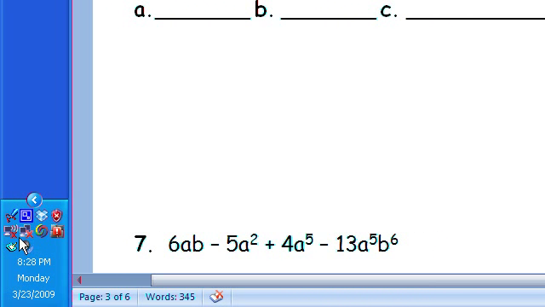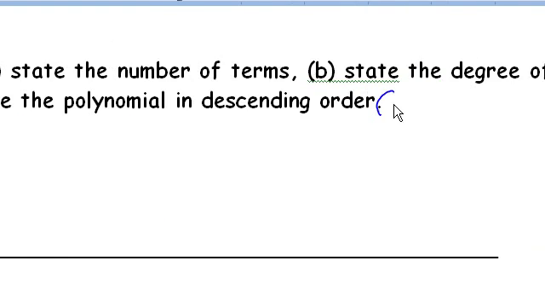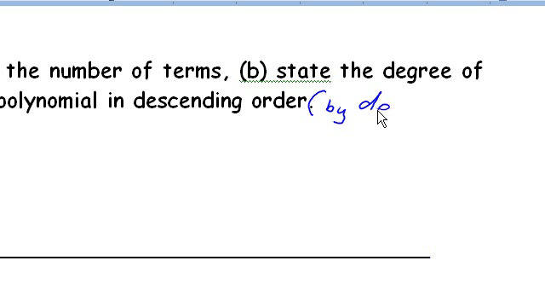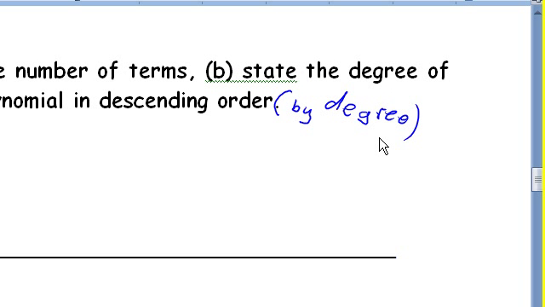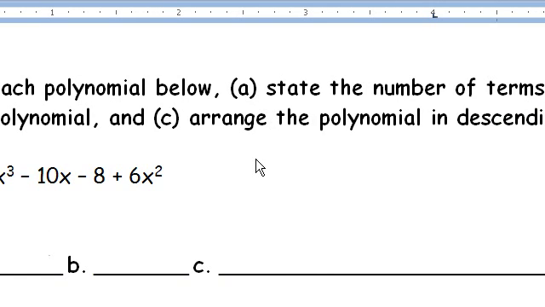Okay, so for each polynomial below, A, state the number of terms. B, state the degree of the polynomial. And C, arrange the polynomial in descending order. Descending order by what? By degree. Okay. This is an important concept. We covered it only in one lecture, and you practiced it once. And we have not quizzed over this, so I would suggest to you that a review of this is in order.